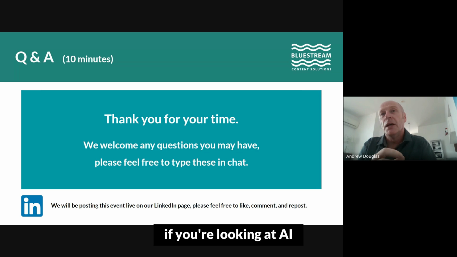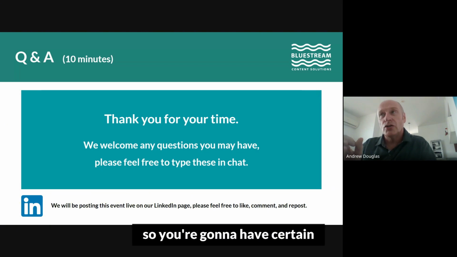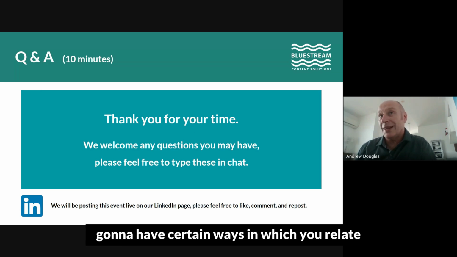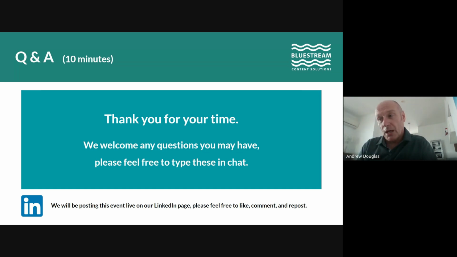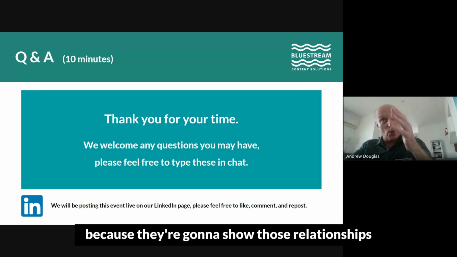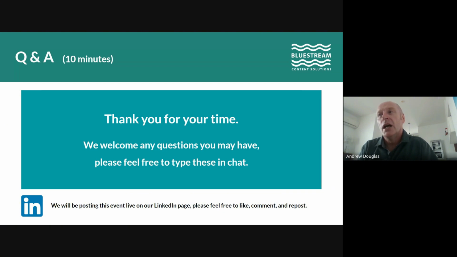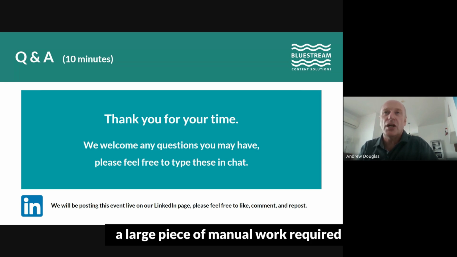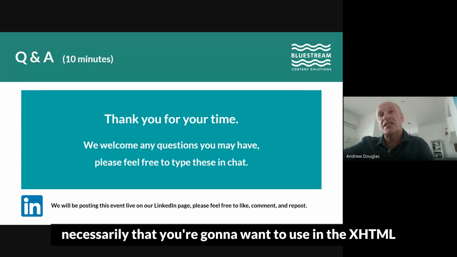If you're looking at AI, then you're really going to have to train the algorithm on how your content works. You're going to have certain unique ways in which you describe things. You're certainly going to have certain ways in which you relate two pieces of content together. These basic ways in which you're building up a unified portal will help because they're going to show those relationships. But then scripting in the content, yeah, it can help, certainly moving from one to another, and we're starting to see that. But there's still a large piece of manual work required because that source-based content doesn't necessarily have the tags that you're going to want to use in the XHTML.